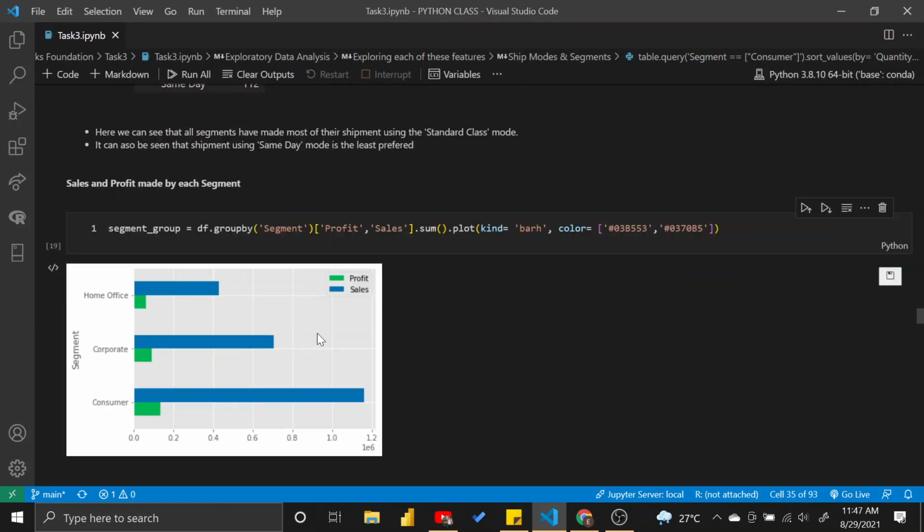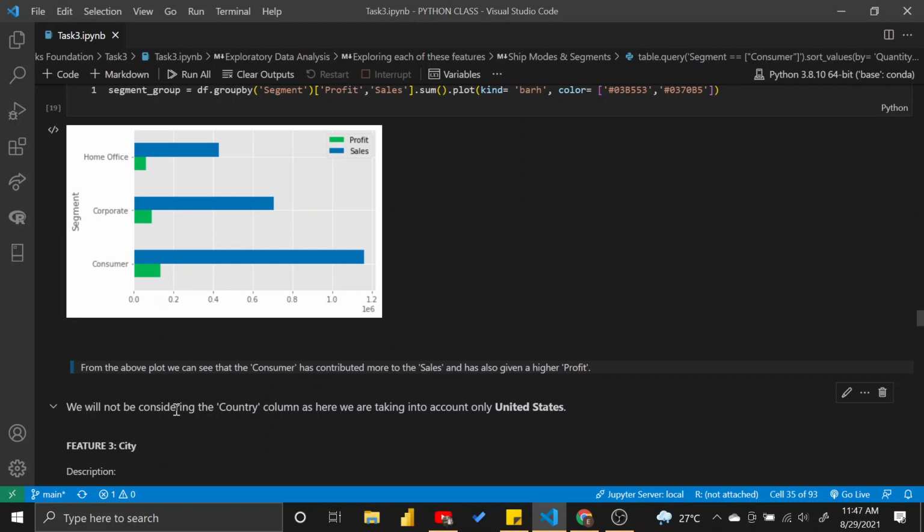And if you look at this, just like our previous profit and sales, we could see here that the sales done by the consumer is pretty high, but the profit is not that great. The profit of consumer and corporate is somewhat close to each other, not to that extent, but yeah, somewhat close. So that is something that we can see where we have to do.